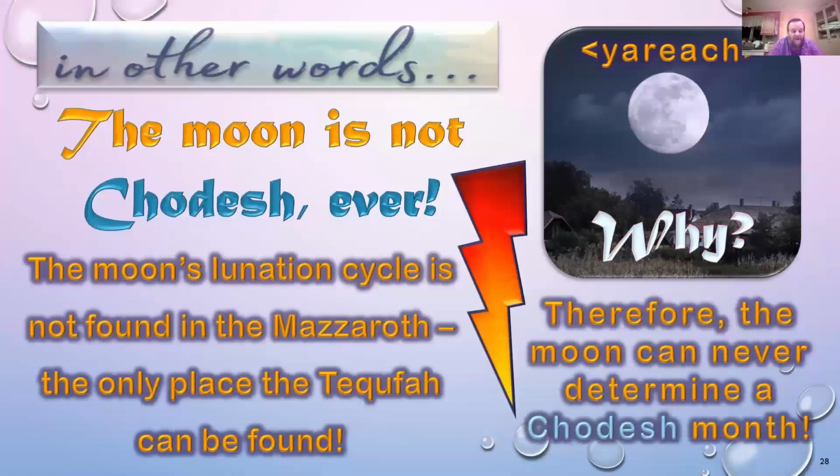Let me reread that. I didn't read that correctly. The moon's lunation cycle is not found in the Mazzaroth, which is the only place the Tequfah can be found. Therefore, the moon can never determine a Chodesh month. It is a fact.